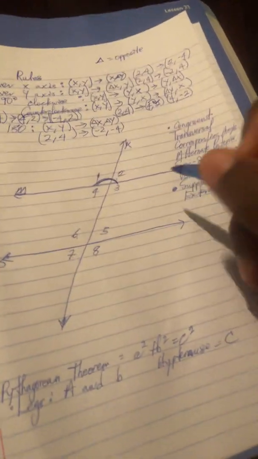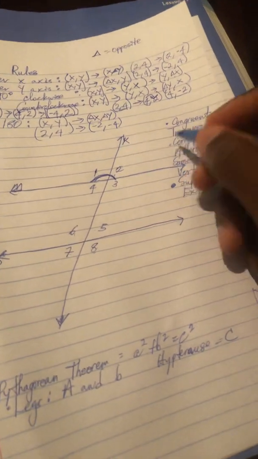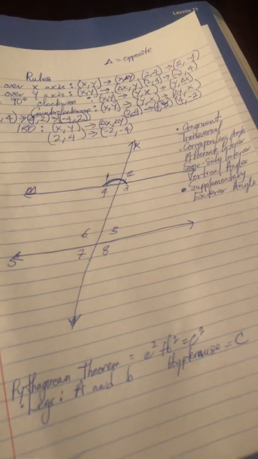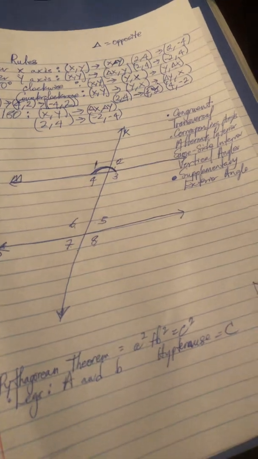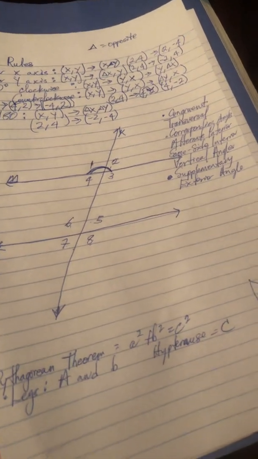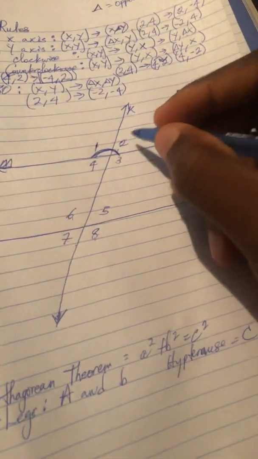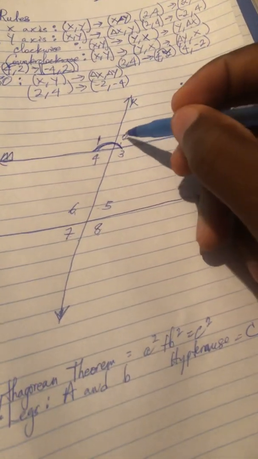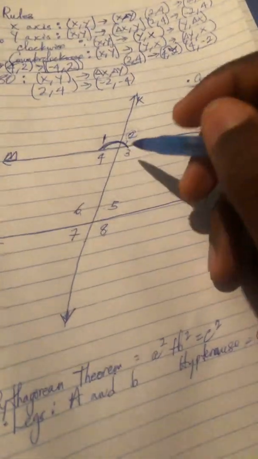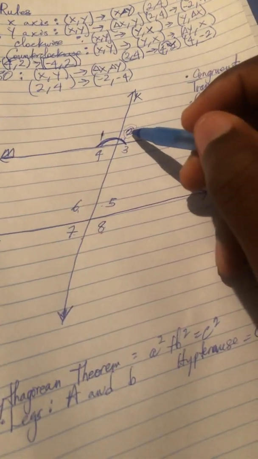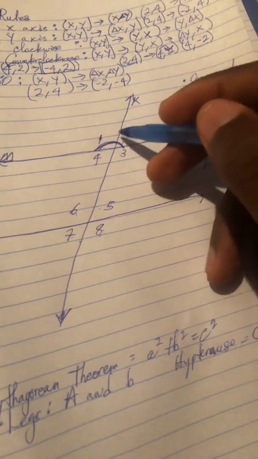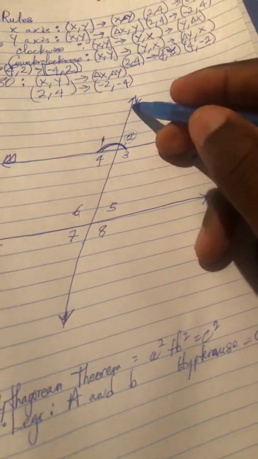All right. And then we have corresponding angles. Corresponding angles are angles that are in the same position. A pair of angles in the same position relative to the parallel lines and the transversal. So if I'm asking you what is the corresponding angle for angle 2, I'm looking at the angle that is in the same position on the same side of the transversal.